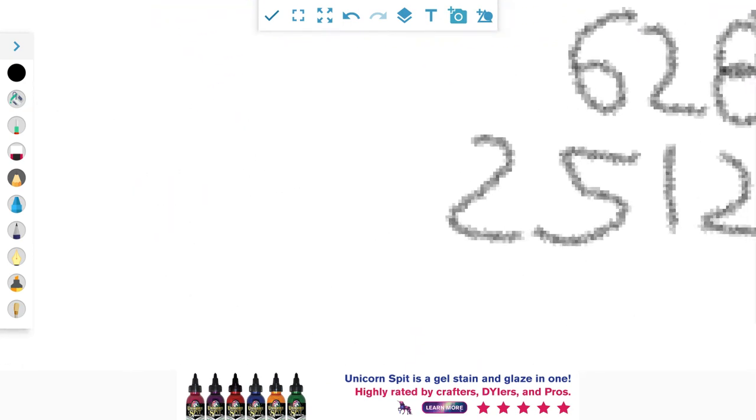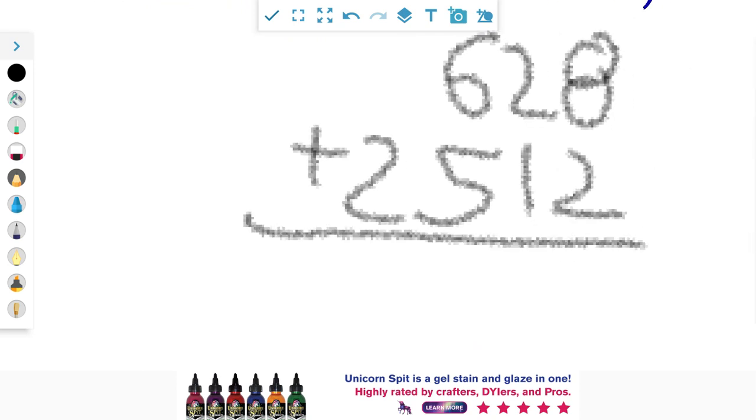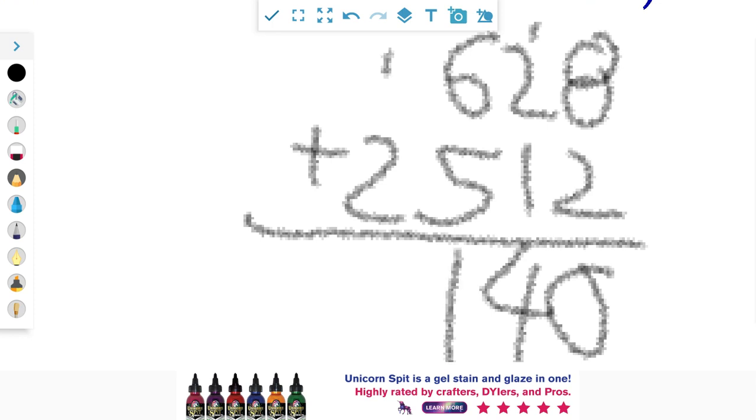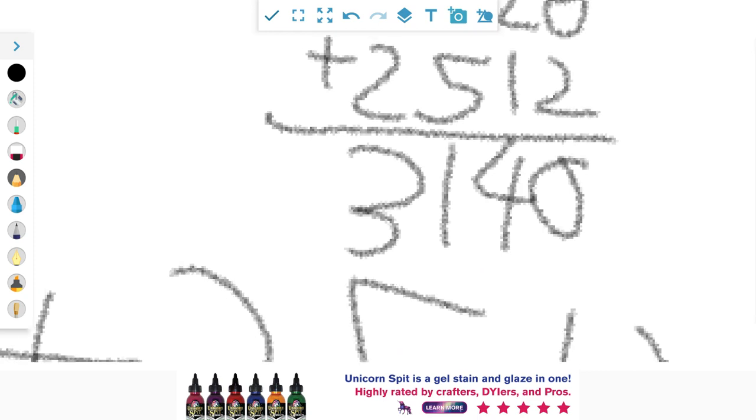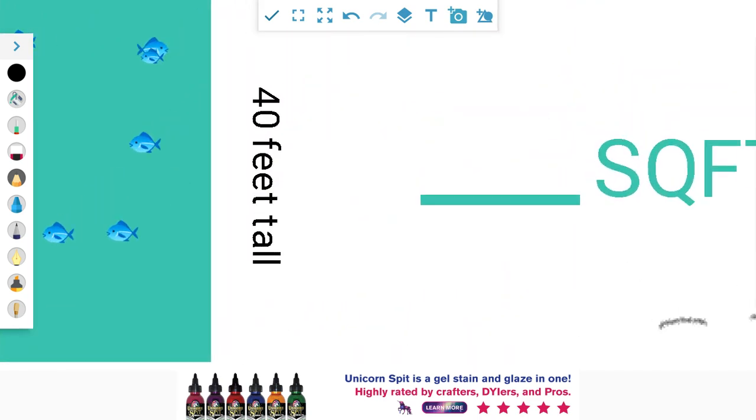Okay. Our answer is gonna be here. 8 plus 2 is 10. 1 plus 2, okay, 2 plus 2 is 4. 2 plus 1 is 3 plus 1 is 4. And then 6 plus 5, we know that's 11 because 5 plus 5 is 10. 1 plus 2 is 3. So 3140, so 3140 is our square feet.